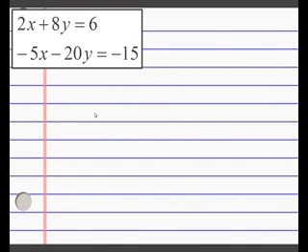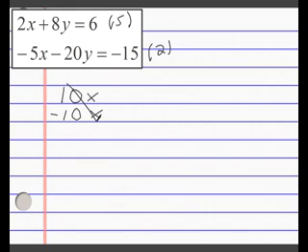Now, the 20y and the 8y, that looks pretty big, and I don't want to get them into a bunch of big numbers, so I'm going to focus on the x's. And if I choose 5 to multiply the top terms by 5 and the bottom one by 2, that'll cause the x's to cancel out. So we'll have 5 times 2x is 10x, and 2 times negative 5x is negative 10x, and that'll cancel out.